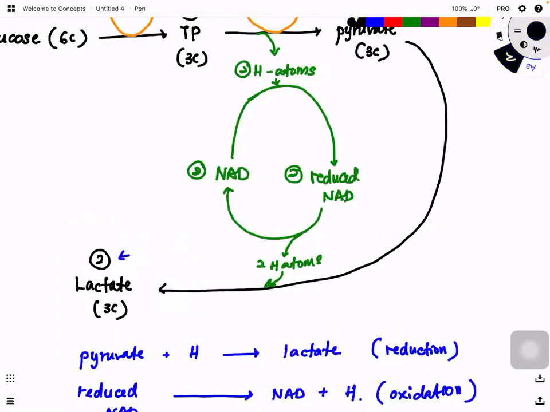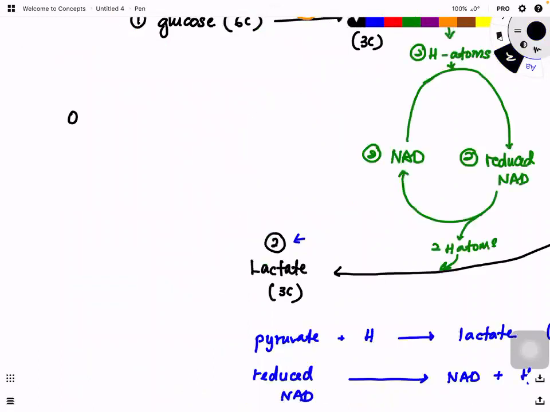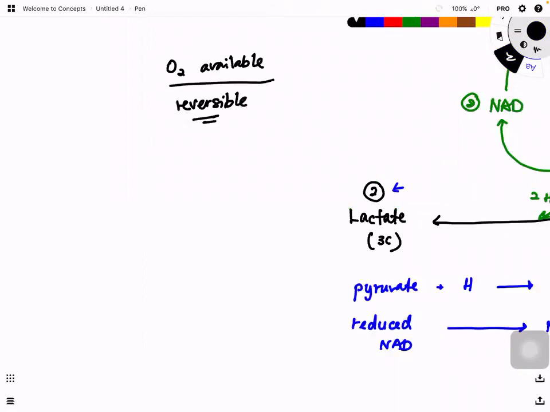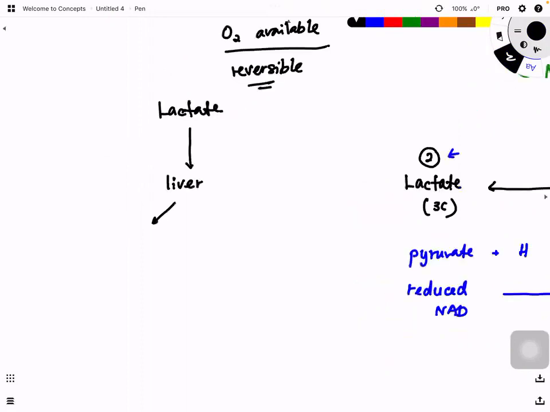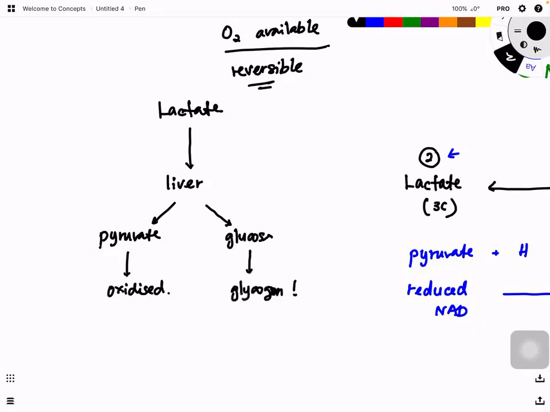Now, one good thing here is when O2 is available, the process is reversible. So this lactate in the muscle will be transferred in the blood, and then enter into the liver cells where we're going to oxidize this. We change them to the pyruvate and then we oxidize it, or we can actually change them to the glucose, and then we store them as glycogen. Are you clear?